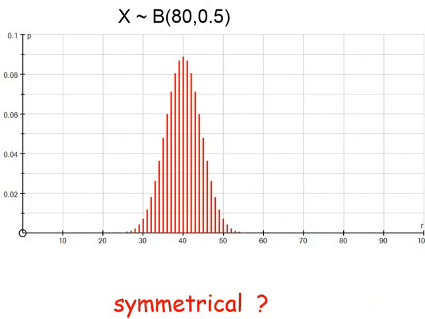And if we were to graphically have a look at the probability distribution, it looks like this. So we've got probability against the number of heads out of 80 flips of the coin, and we can see that the distribution is actually symmetrical, and it looks very similar to a normal distribution.